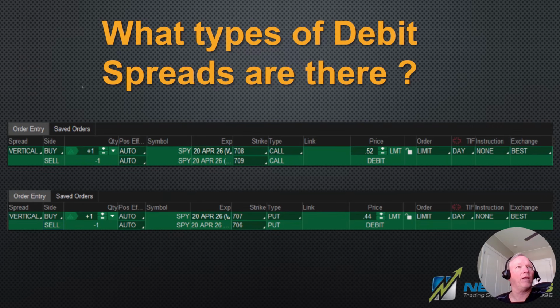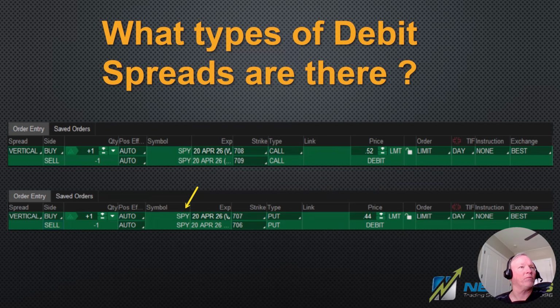My name is Eric, and today we're going to be talking about different types of debit spreads and why we use them. We are looking at a screen that has both a call debit spread and a put debit spread. With this particular layout, we're looking at the same day expiration, which is April 20th on both of these, and we're looking at the ticker SPY on both of these as well.